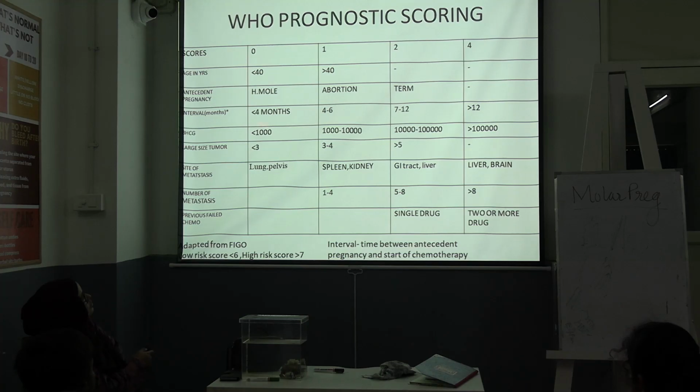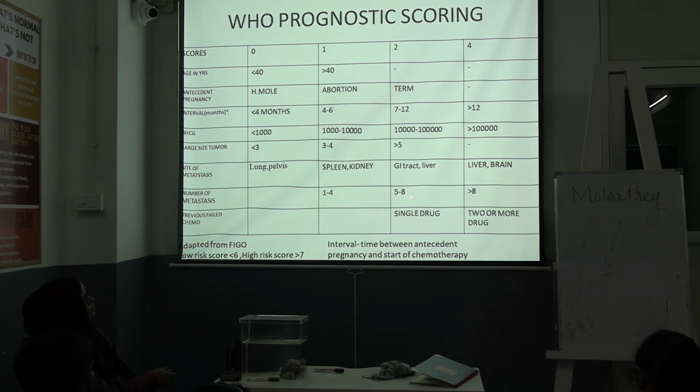Okay. If you start the chemotherapy in less than 4 months, that is very good. If you start after 12 months, that is very bad for prognosis. Beta HCG level, if it is more than 1 lakh, that is poor prognosis, okay, or high risk. Large size tumor, this tumor size is of thecal lutein cyst. Okay, less than 3 cm, 3 to 4 cm, more than 5 cm. Site of metastasis, lung, pelvis score is 0, spleen, kidney score is 1, GI tract, liver score is 2 and brain score is 4.